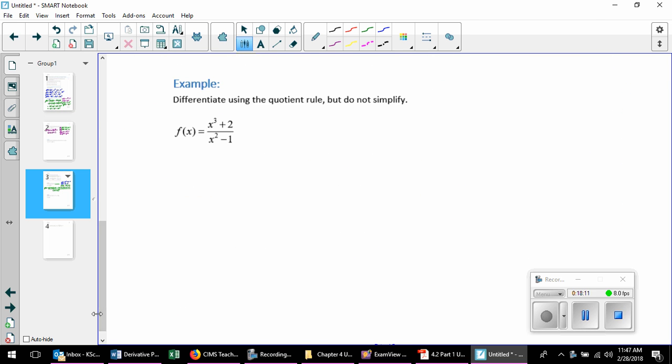Okay, so differentiate using the quotient rule, but do not simplify. So I'm going to do it without my side note, just for funsies, to see if I can do it on the fly.